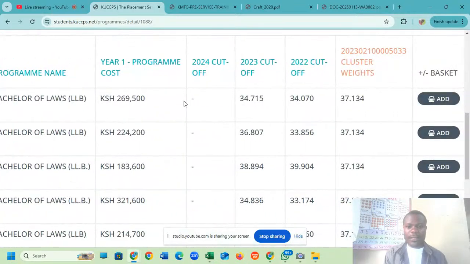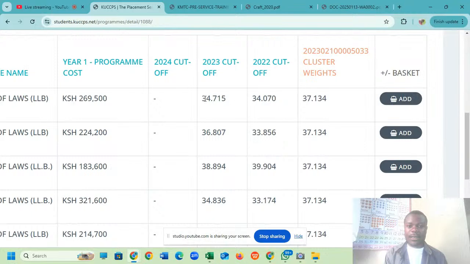Then the first university was African Nazarene University. So African Nazarene University cluster points are 34.715. And the cluster point for the student in law is 37.134. So 37.134 is less than 34 point... no, it's not less than, it's higher than 34.715. So this means that the student qualified for law at African Nazarene University because he has 37 points, which are higher than 34 points.